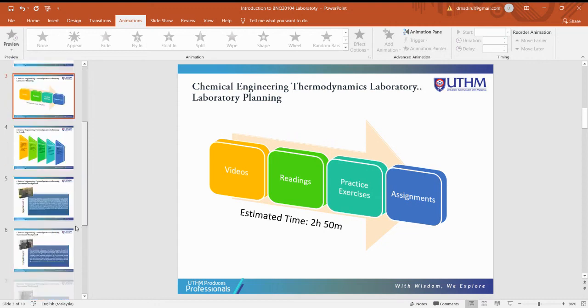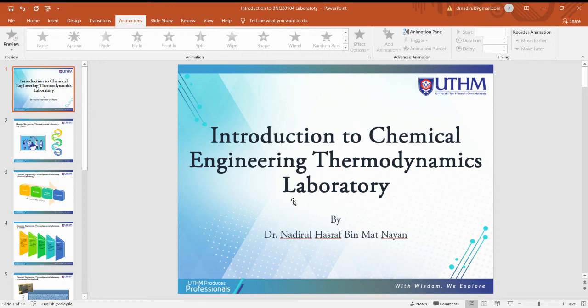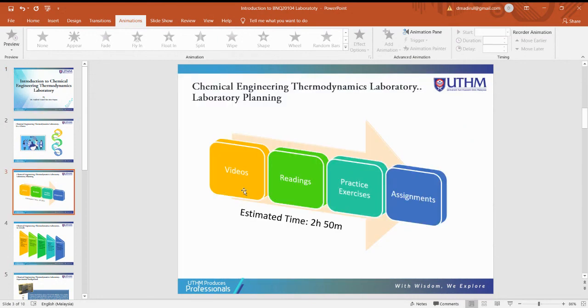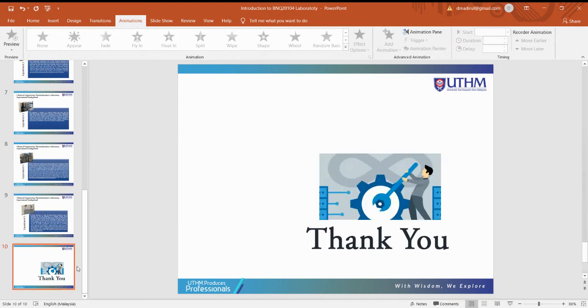So best of luck for you guys for this chemical engineering thermodynamic laboratory. Don't stress out yourself. Just enjoy this laboratory. And this laboratory will start next week. But as I mentioned, it will start with a sharing session of a video showing the actual works of the experiment conducted in the laboratory.